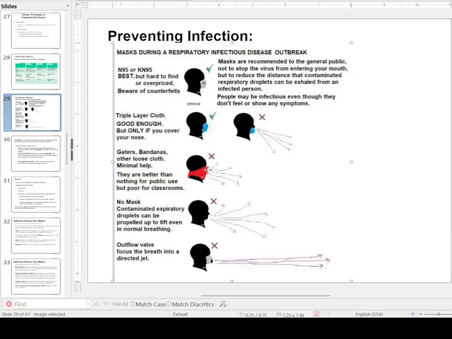And that's good enough for grocery stores, libraries, office spaces, subways, standing in line. That was good enough. At least it was better than nothing. It was definitely better than not wearing any mask at all. See the graphic difference between the distance that breath can extend out like that.